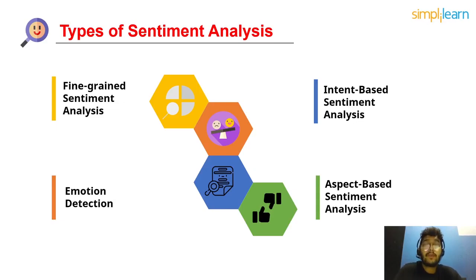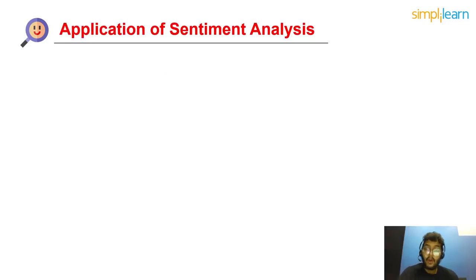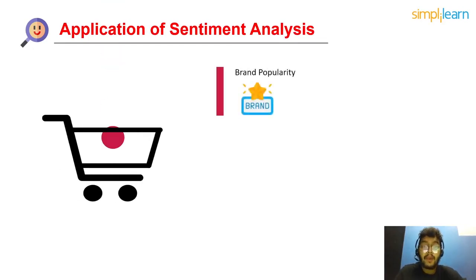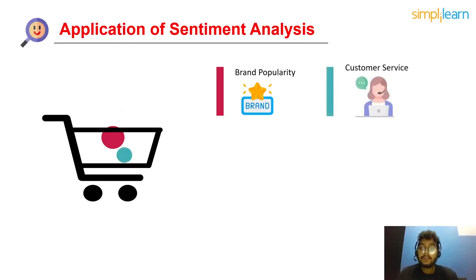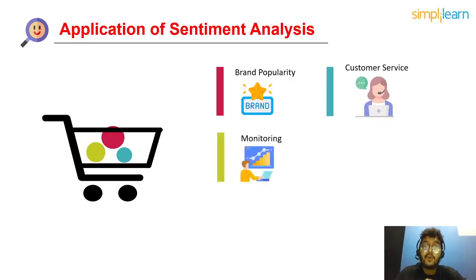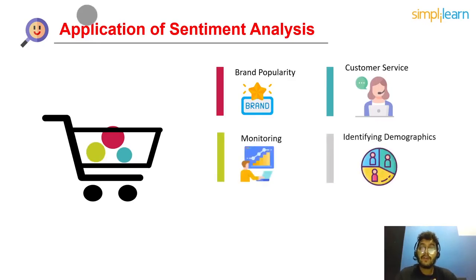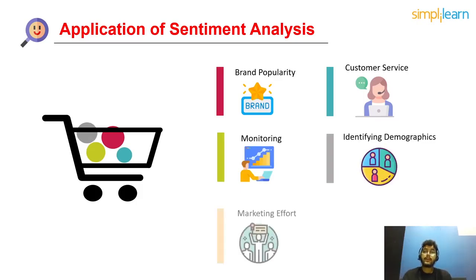So after seeing types of sentiment analysis, let's see some applications of sentiment analysis. Organizations can employ sentiment analysis technologies for a number of purposes, such as determining brand popularity, reputation, and awareness at a particular period or over time. Categorizing customer service requests. The next one is monitoring consumer response to new improvements or products. The fourth one is identifying the demographics or target market. And the fifth one is determining the effectiveness of a marketing effort.